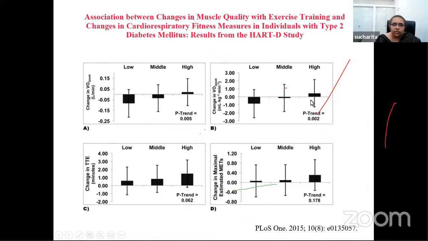Interestingly, what you can see here is that an individual who had higher muscle quality at the beginning did show better improvement, but this is a change. What you're looking at is the change in the value from before and after. But it was also interesting to see that some of the values improved even in the lower tertile. So, in summary, by giving an adequate amount of exercise, which is a combination of both aerobic and resistance exercise, you can not only improve insulin resistance and glycemic status, you can also improve the overall fitness of that individual.